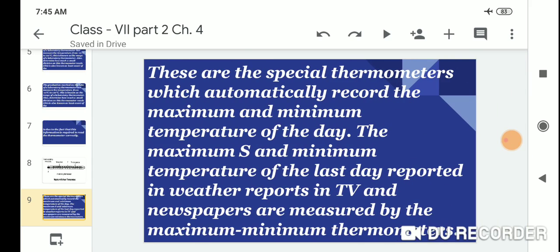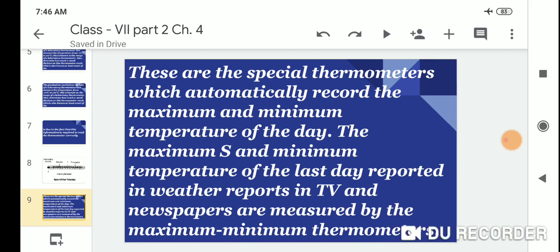The laboratory thermometer and the maximum and minimum thermometer. These are special thermometers which automatically record the maximum and the minimum temperature of the day. The maximum and minimum temperatures of the last day reported in the weather report on TV and in the newspaper are measured by the maximum and minimum thermometers.